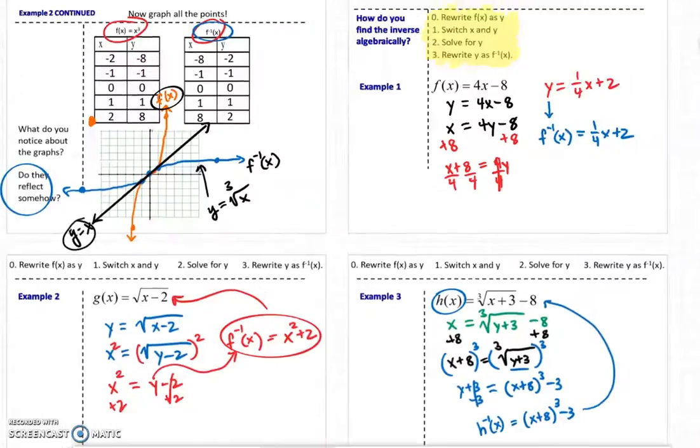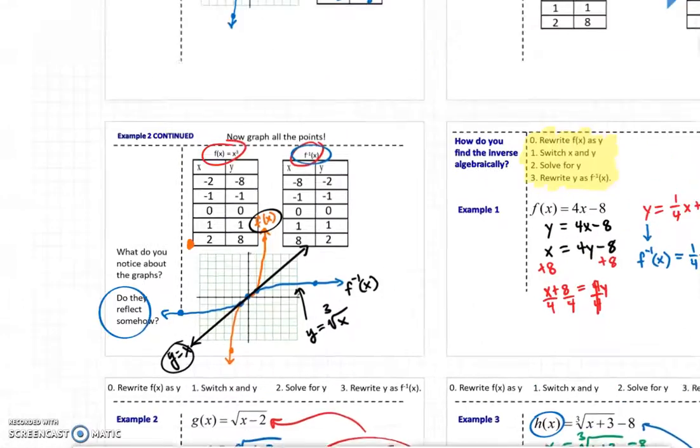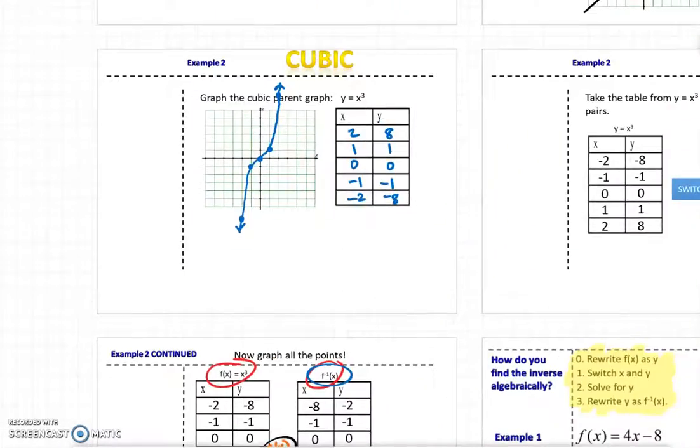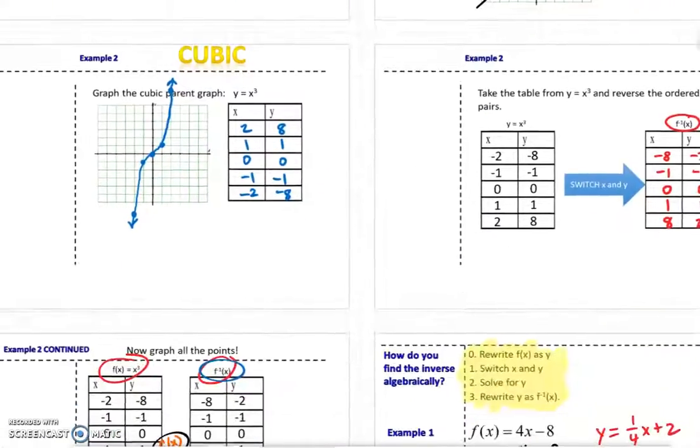So those last few examples, those 4 examples we did, were solving for inverses algebraically as opposed to finding inverses graphically. Make sure you have a good summary. I want you to really think about what you learned in this lesson and summarize that in a paragraph at the end of your notes.